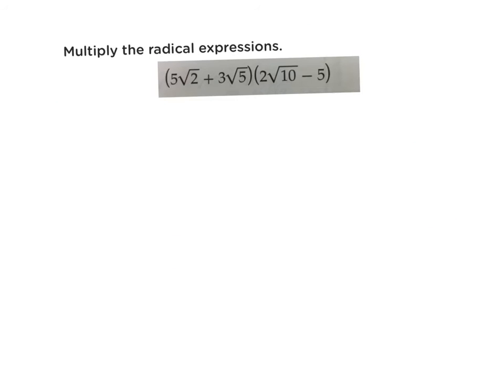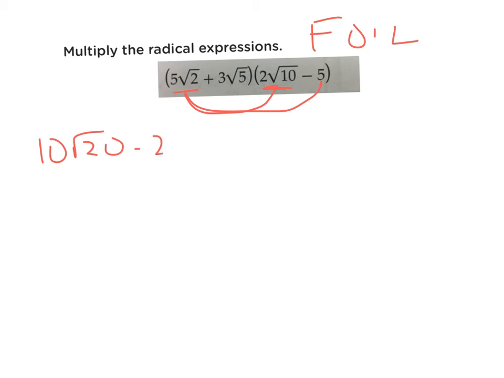Okay, so what we're going to do is use the FOIL method to multiply these because it's two binomials. So I'm going to take my first and multiply it by my first. When I multiply number times number, you can do this in your calculator, I'll get 10 radical 20. And when I multiply it by this one, I'm going to get minus 25 radical 2. Then I'm going to multiply this inside one, so that's going to be 6 radical 50. And it's going to be minus 15 radical 5.